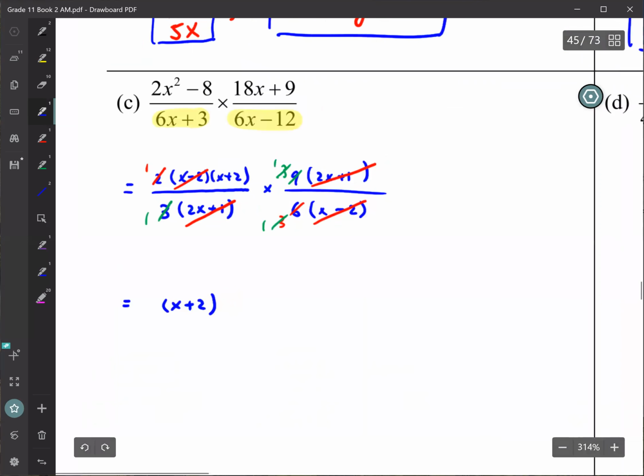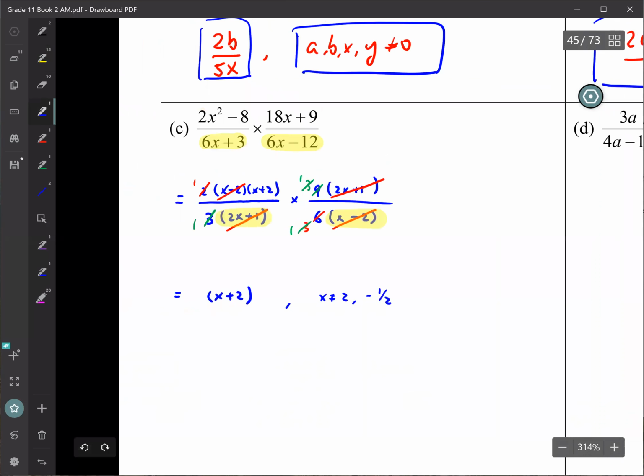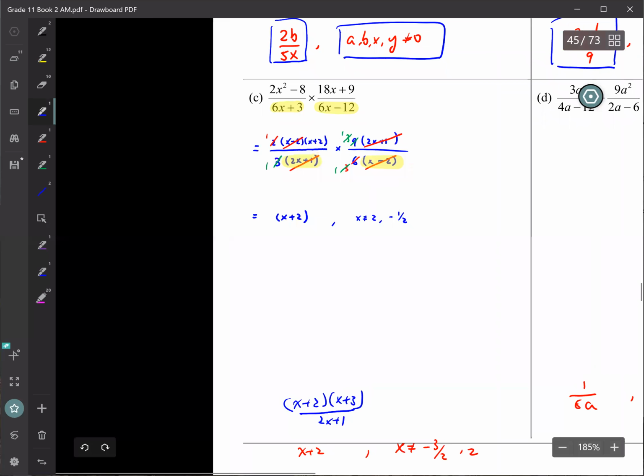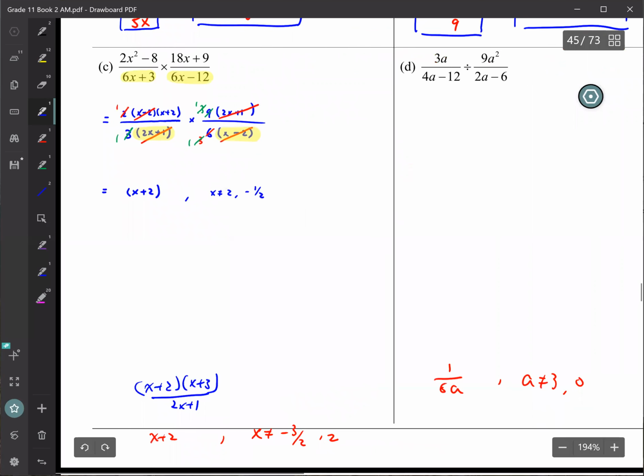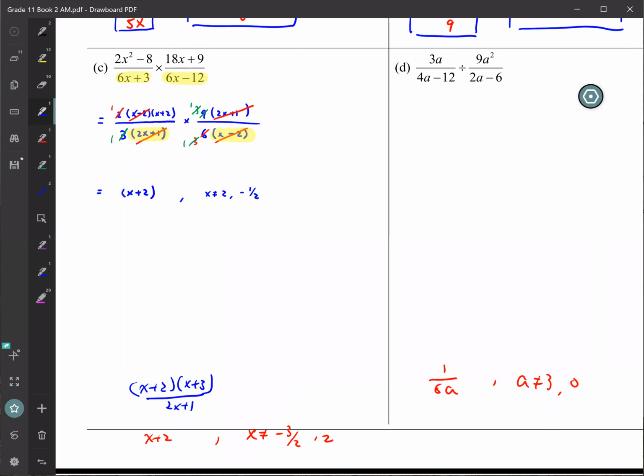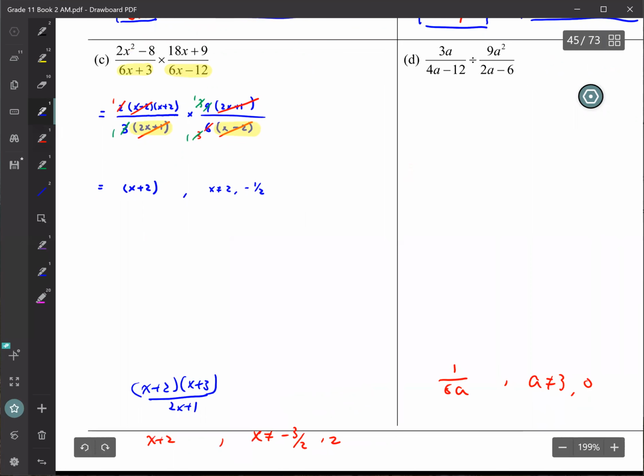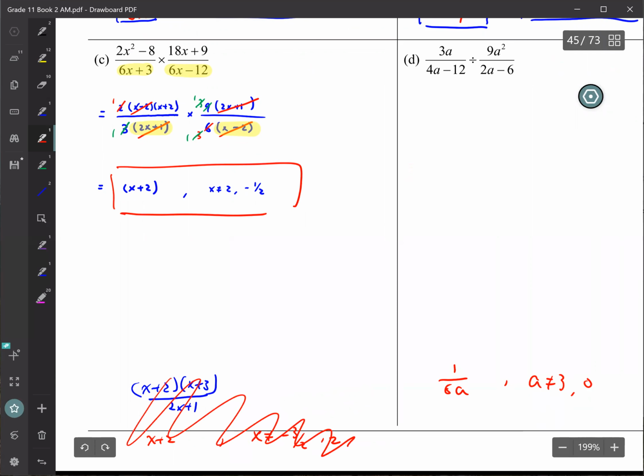And then for the restrictions, only the denominator. 6 and 3 you can ignore, they are constants. So from each of them, you get x cannot be 2, cannot be -1/2. Let's see. Oh, we have a 3/2. Where does the 3/2 come from? Yeah, there's no 3/2. So the answer should be this. Okay, let's cross this out.